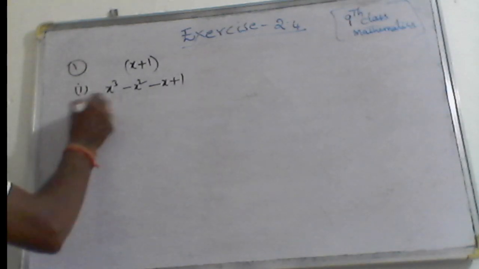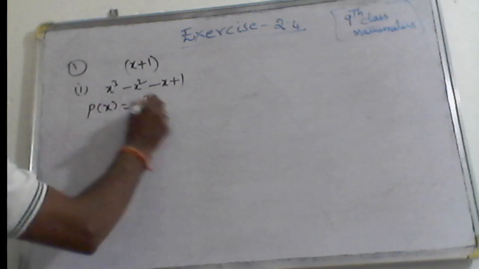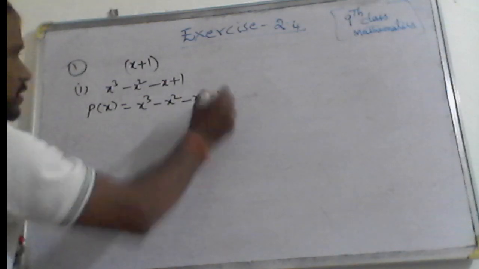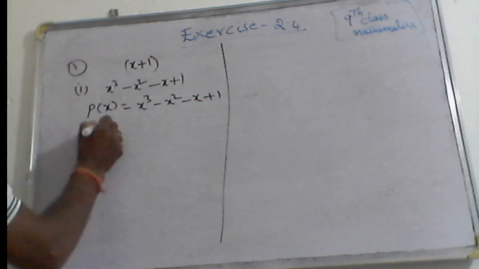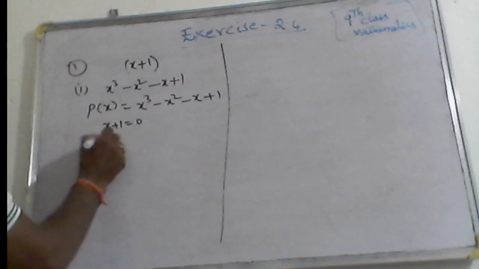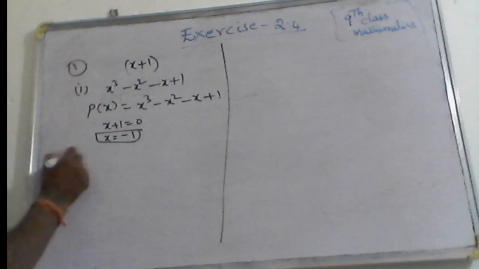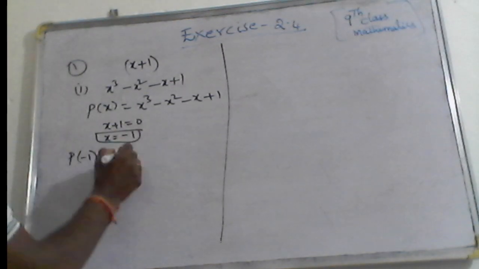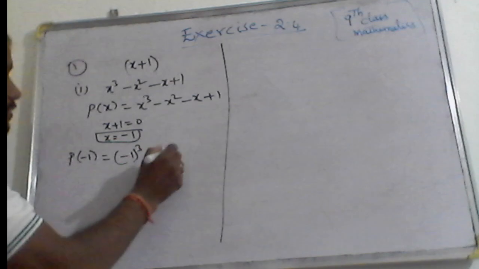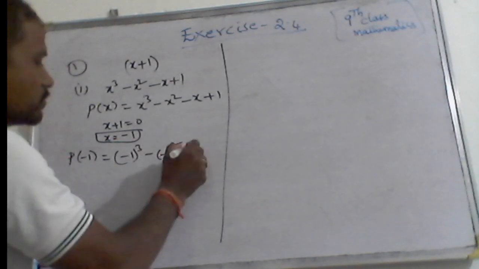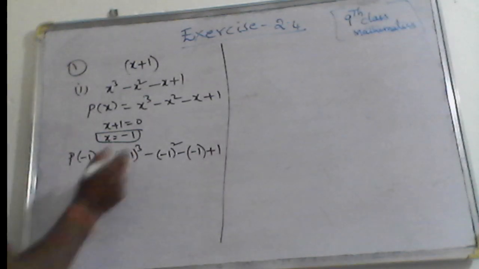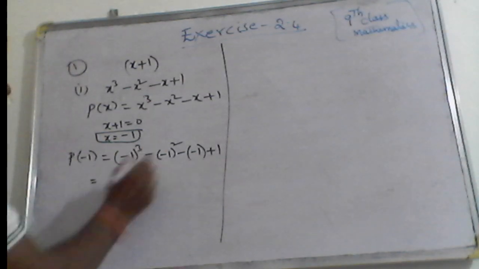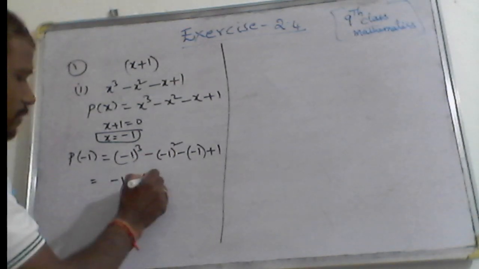Let us take P of x equal to x cube minus x square minus x plus 1. Here the factor x plus 1 equal to 0, so x equal to minus 1. Substitute this value in this equation. P of minus 1 equal to minus 1 whole cube minus minus 1 whole square minus of minus 1 plus 1.